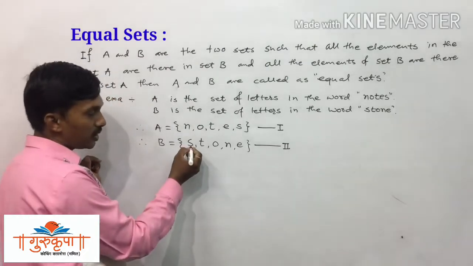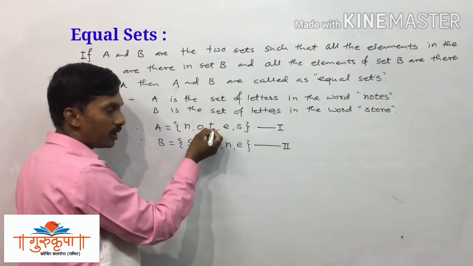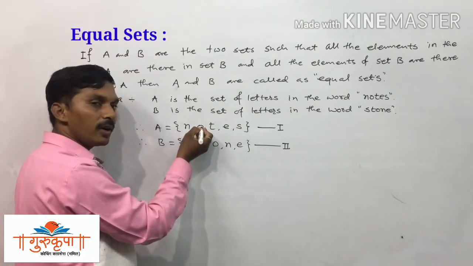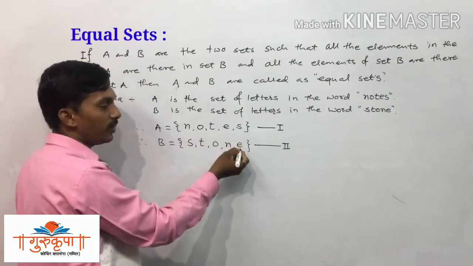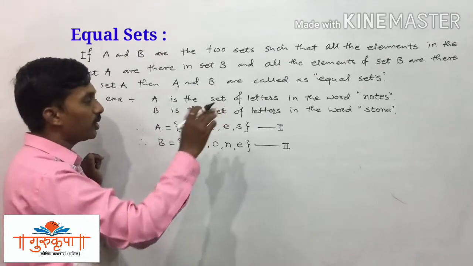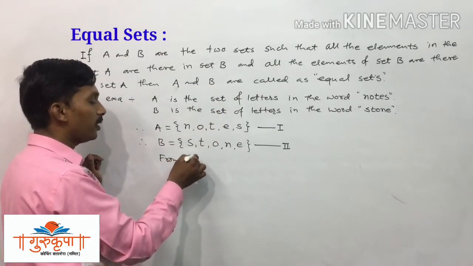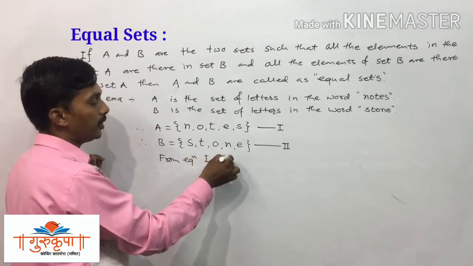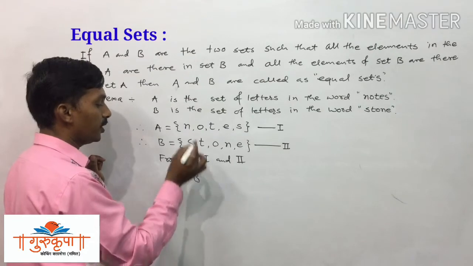Now here we have S in the A. T is there, we have T here, O is there, we have O, we have N here, we have N in the set A, and we have E here, we have E in the set A also. So from equation 1 and 2, A is equal to B.